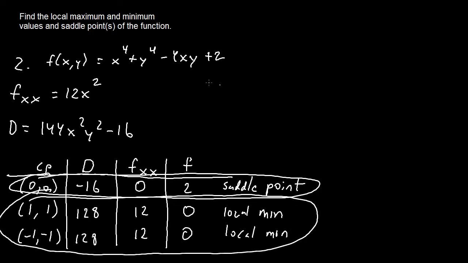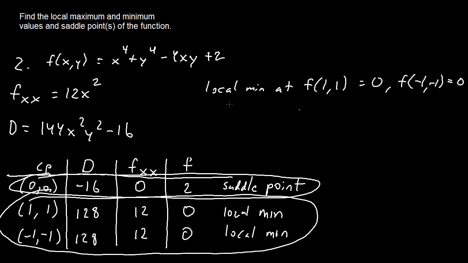So we can go ahead and say for the final answer, there is a local min at, well, we can say either the critical point, or we can say that f of the critical point when we plug it in, 1, 1 equals 0, and also f of negative 1, negative 1 equals 0. And then also we can say that there is a saddle point at 0, 0.